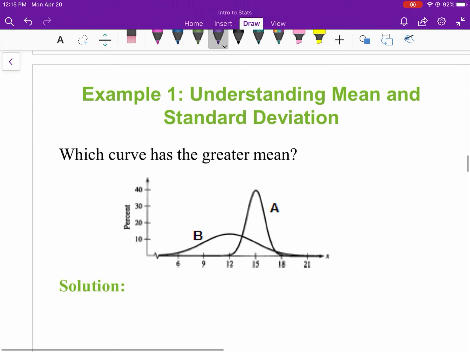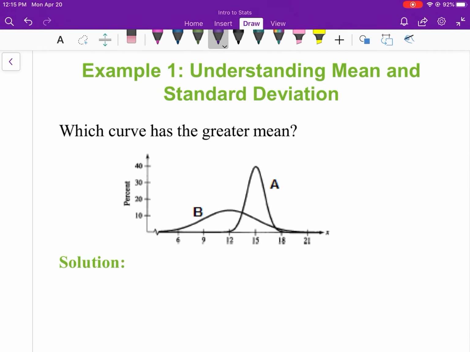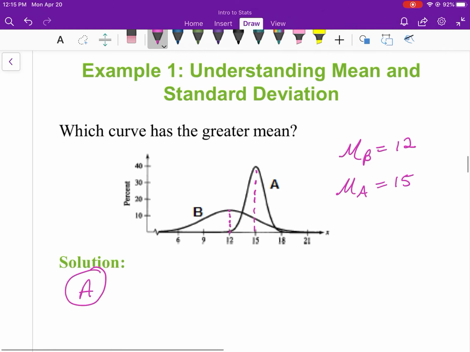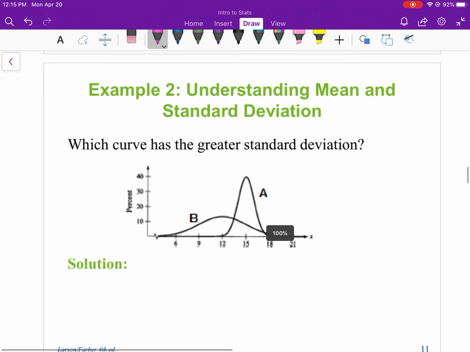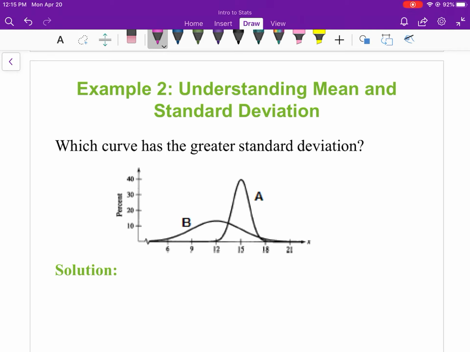Okay, so now which curve would have the greater mean? So if I'm looking at these, I know the mean for B is 12, and I know the mean, the halfway mark, for A is 15. So which curve has the greater mean? A does. Now, standard deviation. We talked about when a curve is more spread out, it's going to have a greater standard deviation than a curve that is compact. So B has the larger standard deviation.